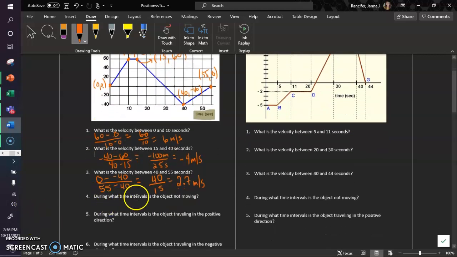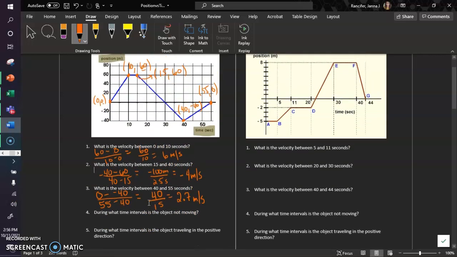Question number 4, during what time intervals is the object not moving? So it's when the object has no slope. There's a flat line between here to here, and that's it. So when the slope is 0, or there's a horizontal line for the graph, the object is not moving because velocity is 0. So that's between 10 to 15 seconds. The object is not moving or stationary.